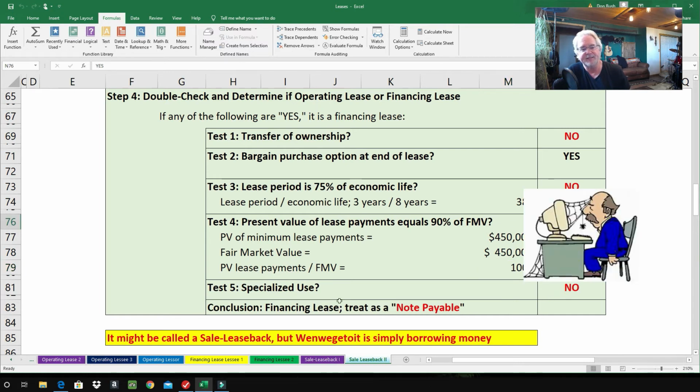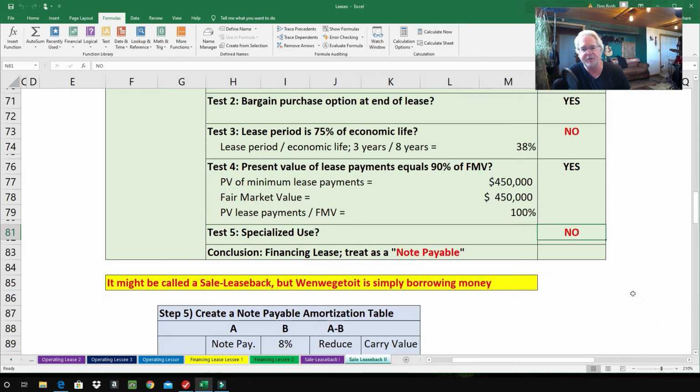Last test, specialized use. Well, this is a big dump truck that is used in construction, and when we get to it, construction is not the only company that could use this truck. It was not specially built for when we get to a construction. Now here is something that is different.